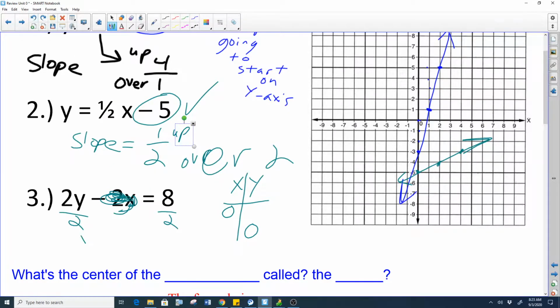So then we get what? y equals 4. So plug in a 0, y equals 4. There's one of our points.